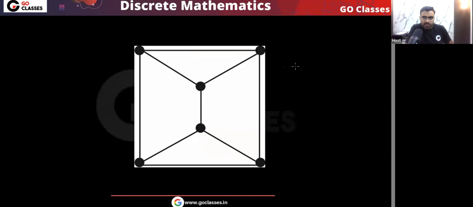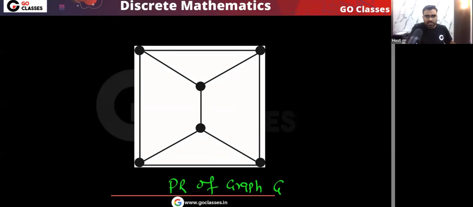Consider this graph. Tell me, is this a planar representation? Let me know. Yes, this is a diagram without edge crossing. There is no edge crossing. Yes or no? So this is a planar representation of graph G. This is already a planar representation.